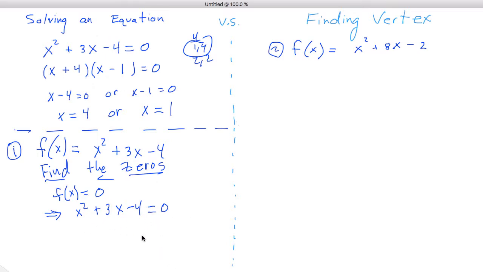Well, you can do whatever you want to solve that. You can factor, which we just did. You can use the quadratic formula. You could even complete the square. What else do we have?